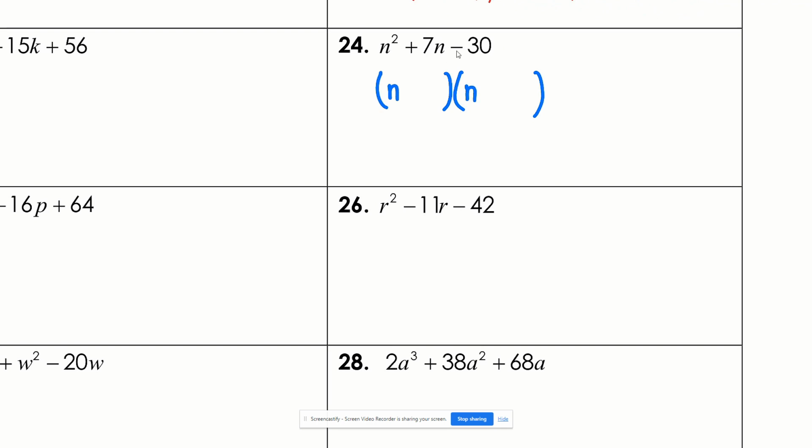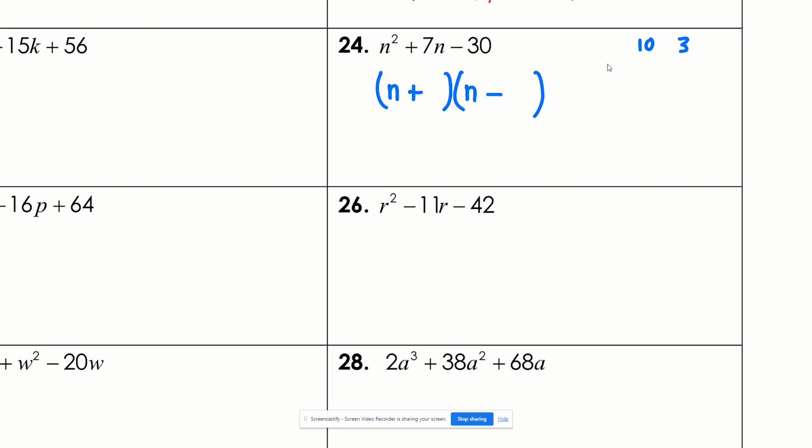What multiplies by itself to get a negative? A plus and a minus. So the last thing is we're trying to determine the two values that will multiply to get 30 but have a difference of 7. Well, it's got to be 10 and 3, y'all. 10 times 3 is 30. The difference between 10 and 3 is 7.